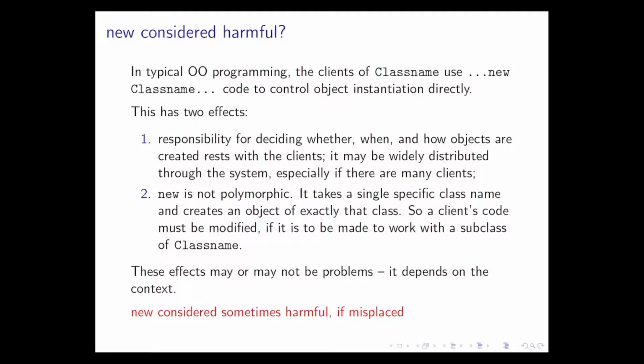So here is a bit of a strand of discussion which is going to take us into the next pattern. Here's an odd thing about object-oriented programming in the languages which have become popular, which sometimes we don't even notice because it's kind of become how we do things. Typically what happens is that the clients of some class name control the instantiation of objects of that class directly. So the client's code will contain lines like new class name.